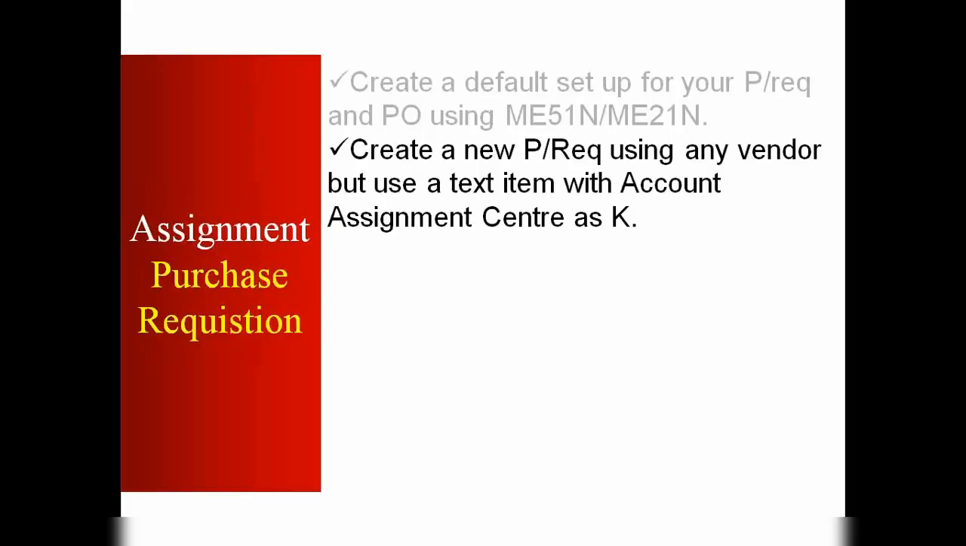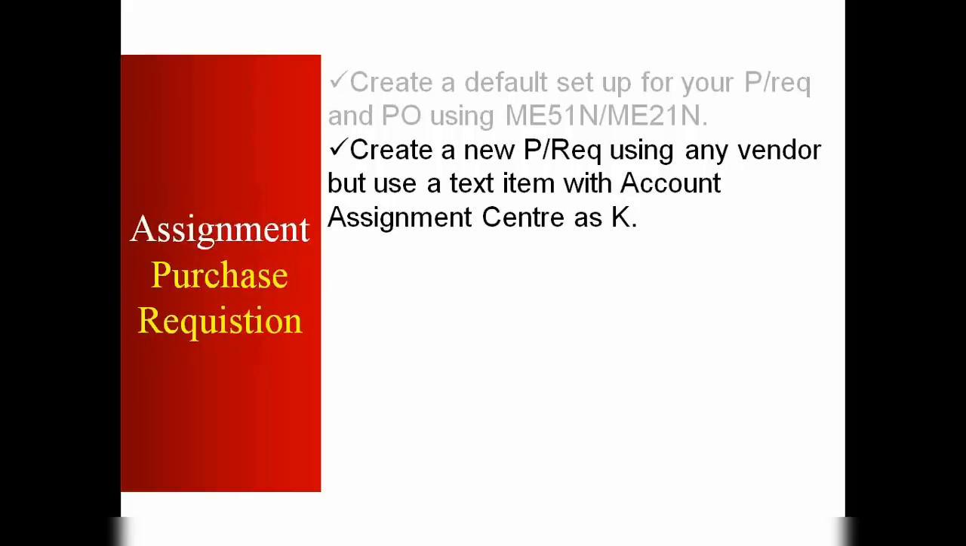Then create a new purchase requisition using any vendor, but use a text item with account assignment K as the cost center. Just enter any text item, can be any office supply, a pen, a pencil, whatever you like. And assign the general ledger account and cost center as discussed. The general ledger account I said before was 400,000 in this system, and the cost center as 40,000. Use that in the purchase requisition you created here.